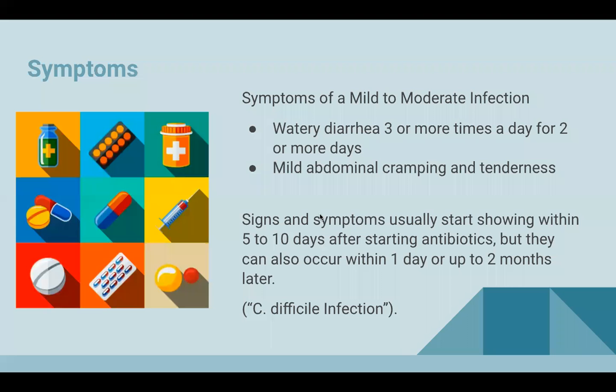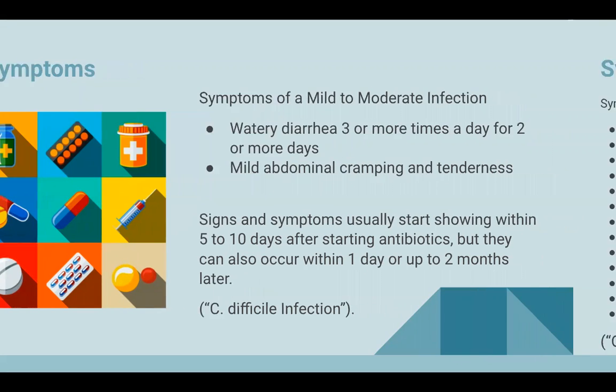Some symptoms of C. diff for a mild to moderate infection are watery diarrhea three or more times a day for two or more days, mild abdominal cramping and tenderness. Signs and symptoms usually start showing within 5 to 10 days after starting antibiotics, but they can also occur 1 day after starting antibiotics or 2 months after starting antibiotics.